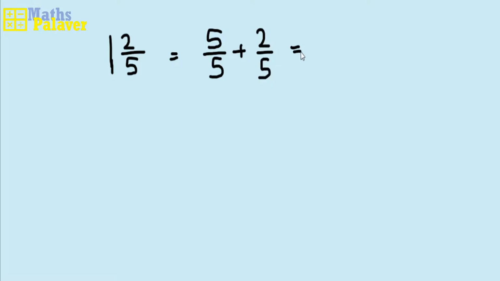We know that we can only add fractions when we've got the same denominators, and then we only add the top numbers and leave the denominator. So 5 plus 2 is 7/5. 1 2/5 is the same as 7/5.